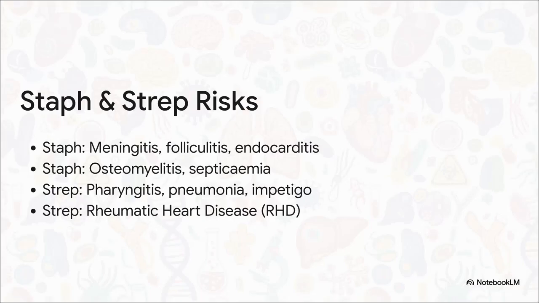Now, let's look at the sheer diversity of systemic complications for staph and strep. These bugs are everywhere, but look at the absolute havoc they cause. Staph can trigger everything from bone infections like osteomyelitis to devastating bacterial endocarditis. And definitely keep an eye on rheumatic heart disease and glomerulonephritis under strep. RHD is a highly tested exam fact stemming directly from an untreated strep infection.